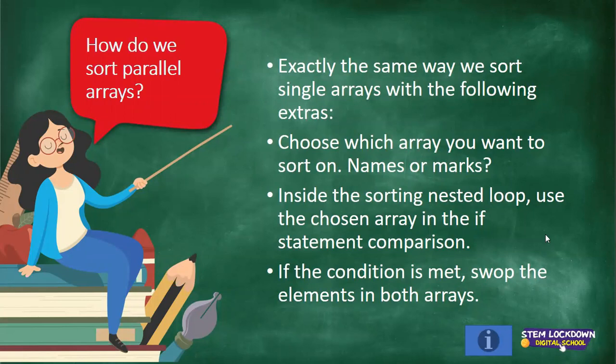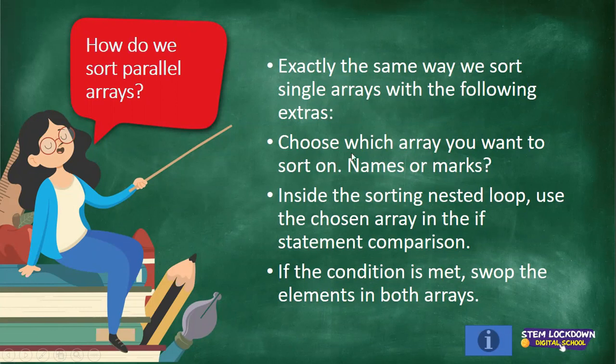Now I need to sort the parallel array. So my question now would be, okay, what am I sorting? Am I sorting names alphabetically? Am I sorting the marks from highest to lowest? Which one is it? Well, you would have to decide. Maybe you have a button and a checkbox that says how you want to sort this. So you have to choose in your code which array of the two you are going to sort on. Is it names or is it marks?